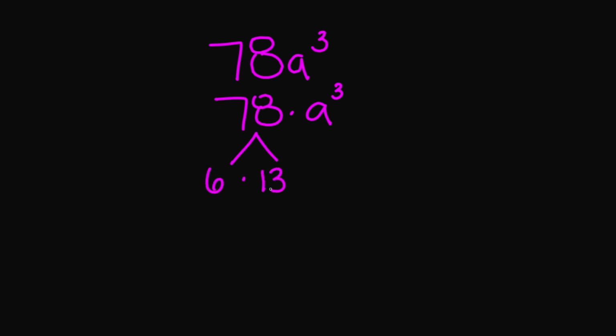Let's try this example here, 78a to the third power. I'm going to separate into 78 times a to the third power. My 78 can factor into 6 times 13. My 13 is a prime number. I cannot factor any further, but I can factor the 6 into 2 times 3. Now I am left with prime numbers, so my final answer is going to be 2 times 3 times 13 times a to the third power.